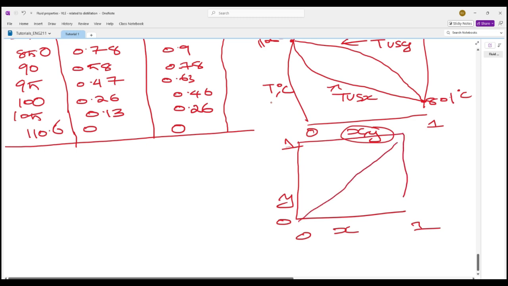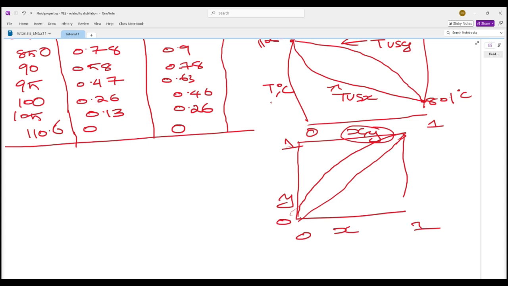Then draw a diagonal line. It's really important to draw this diagonal line. Once we design a distillation column, that's when you will understand how important this diagonal line is. So if you plot x versus y data, you may get something like that. So that's all for the moment.